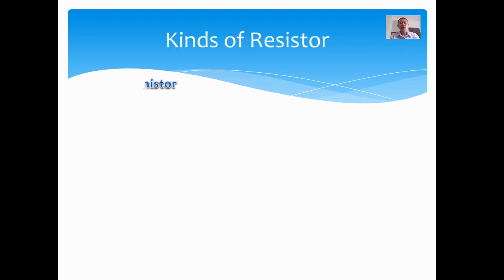Under the kinds of resistor, we have the thermistor. A thermistor is a temperature varying resistor, which means that its value varies with temperature. Take note of the letter T on the variable resistor symbol.